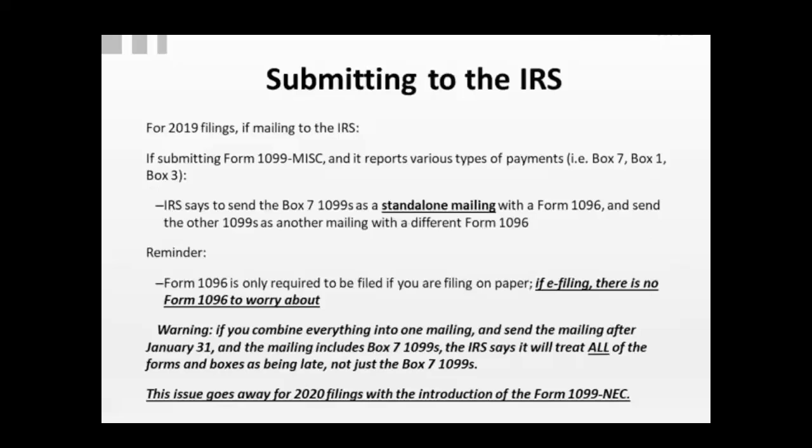And what this slide is saying, and we already talked about this on the prior slide, 2 separate mailings for 2019 1099 filings. Your contract labor payments in box 7 of the 1099 miscellaneous need to go in one separate standalone mailing to the IRS, postmarked by January 31st, so that's already passed. And then your other 1099s go to the IRS in a separate mailing with a later due date. Again, this is a moot point starting with 2020 filings and the 1099 NEC coming into play.